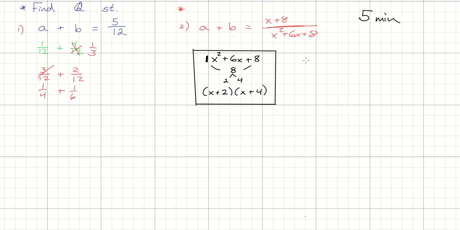X over x squared plus 6x plus 8, plus 8 over x squared plus 6x plus 8. And that would work, right? Now, as we're looking at it, with that in mind, are there other possibilities that would have worked?